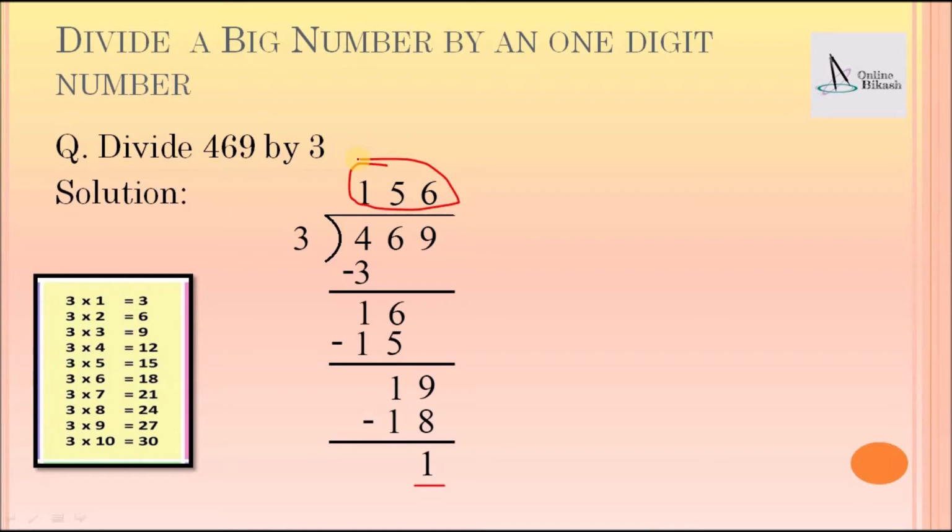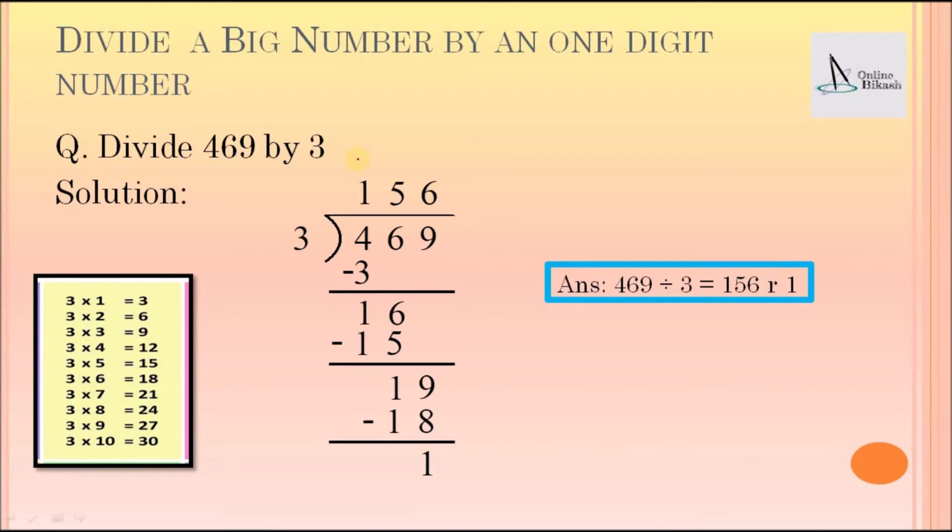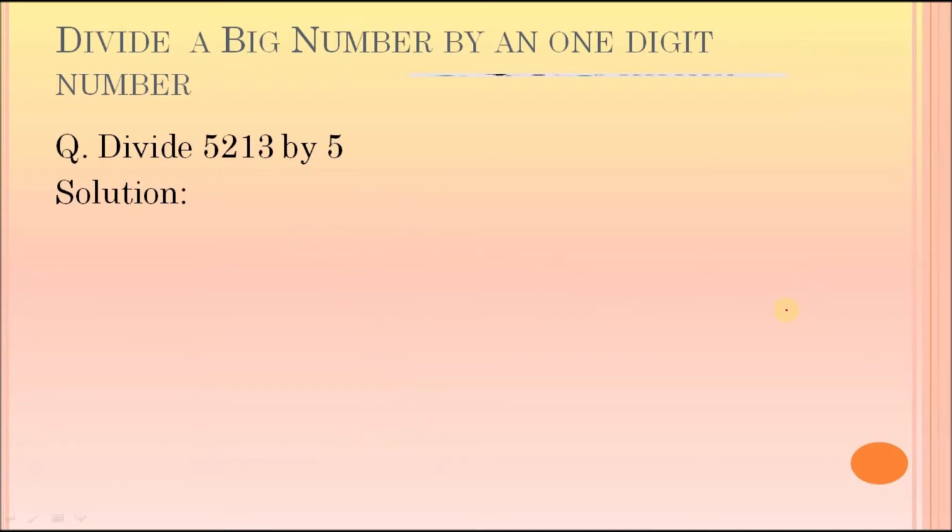Okay, so finally our result is this: if you divide 469 by 3, then you will have the quotient 156, and the remainder is 1. Okay, the remainder is 1. Yes or no? So this is the way how to do the division of a big number by a smaller one digit number. Let us see one more example to be very clear with this.